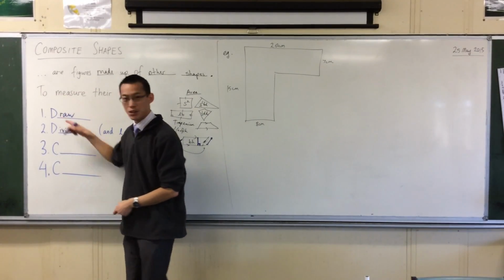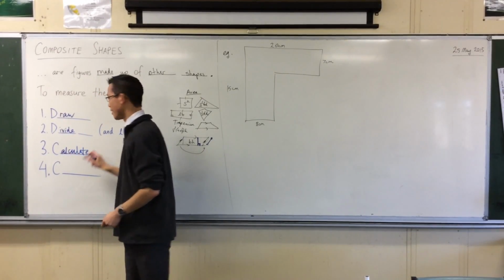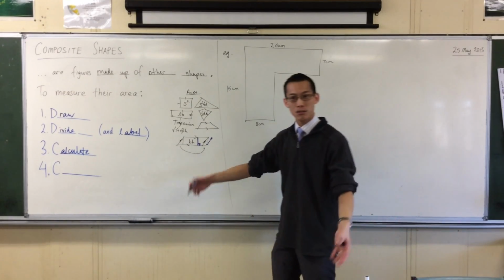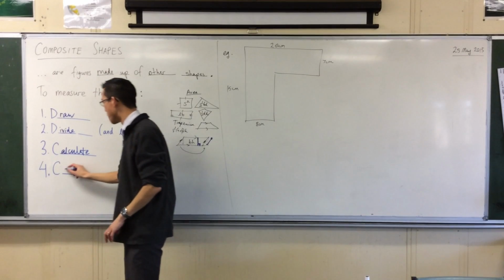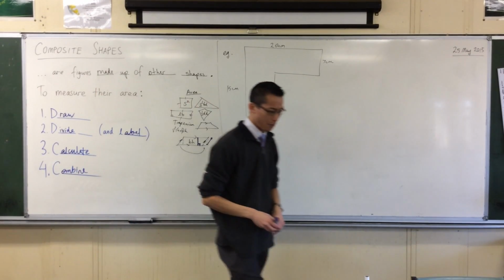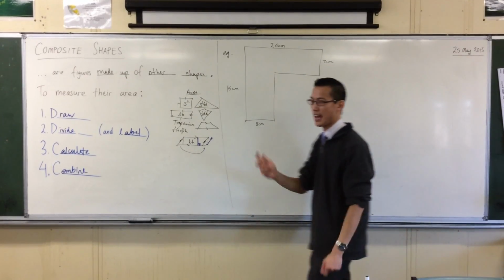So then, after you've divided, you calculate. You'll have a whole bunch of different pieces and you calculate each one. And then the last part you do is you've got all these pieces now, but there's really one shape, right? So you combine them back together. And there's a couple of ways to do that. So, steps 1 through 4: draw, divide, calculate, combine.